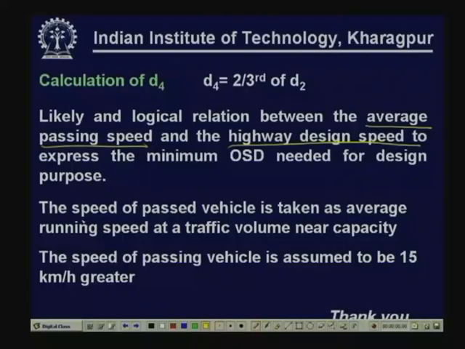Now, the speed of the passed vehicle or overtaken vehicle is taken as the average running speed at a traffic volume near capacity. So, the traffic stream speed will be reduced once the volume is more. When the road is operating at its capacity level, that means volume is near capacity, then what should be the stream speed? The actual passed vehicle speed is assumed the same as the traffic stream speed when the volume is at or near capacity. So, that gives a basis for obtaining the speed of the overtaken or passed vehicle.